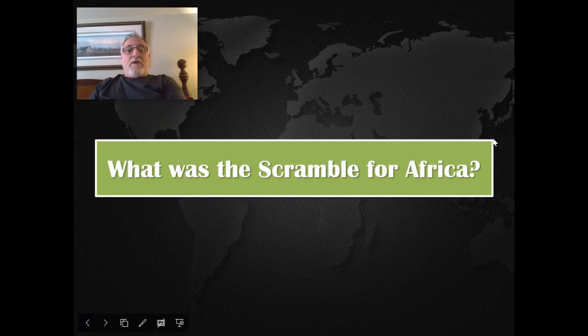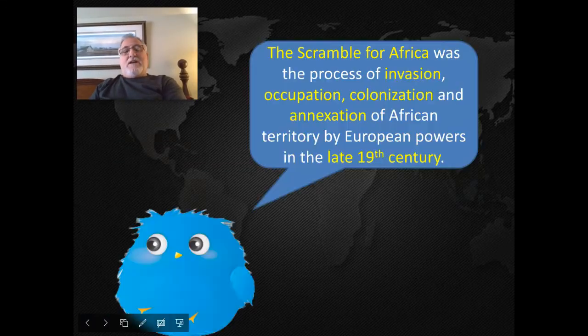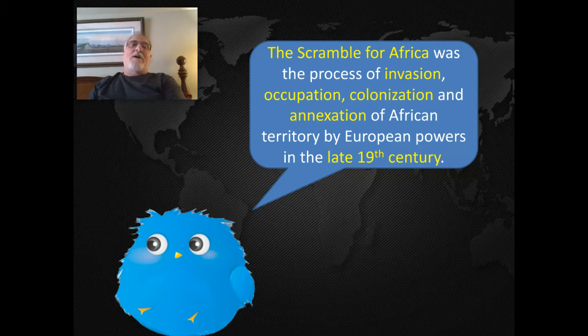Okay. So what was the scramble for Africa? It was the process of invasion, occupation, colonization, and then annexation of African territories. So we went and invaded it, and then European countries set up colonies, and then they annexed it. Basically, they just made it a part of their country, a part of England, a part of France, a part of Germany, the Netherlands, Belgium even got involved in this. Notice you don't hear Spain or Portugal.